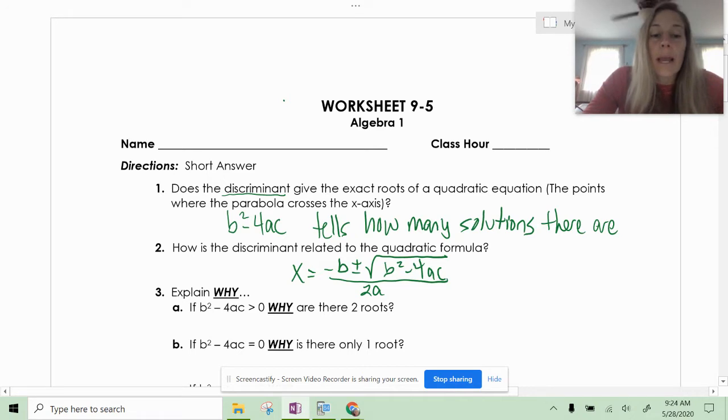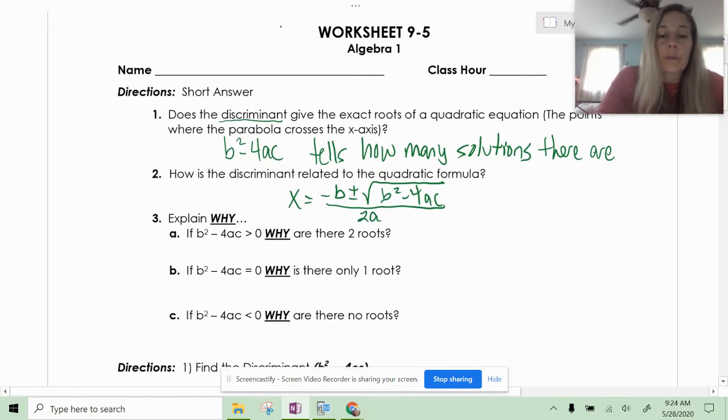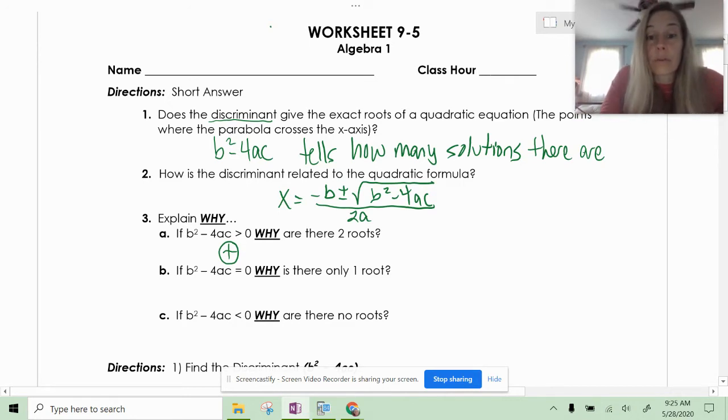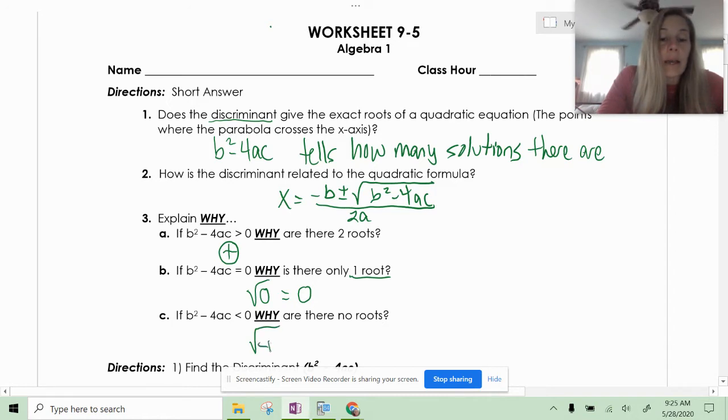Okay, so explain why, when b squared minus 4ac is greater than 0, are there two roots? Because this means it's positive, right? And positive numbers always have two square roots. So that would mean there's always two roots or two answers, positive and a negative. If you have a 0, the square root of 0 just equals 0. So there's only one answer, or one root. If you have a negative number inside there, then there's no roots because you can't take the square root of a negative number.